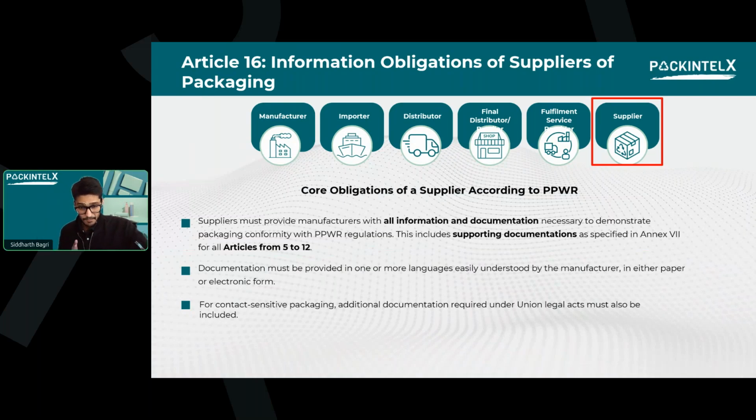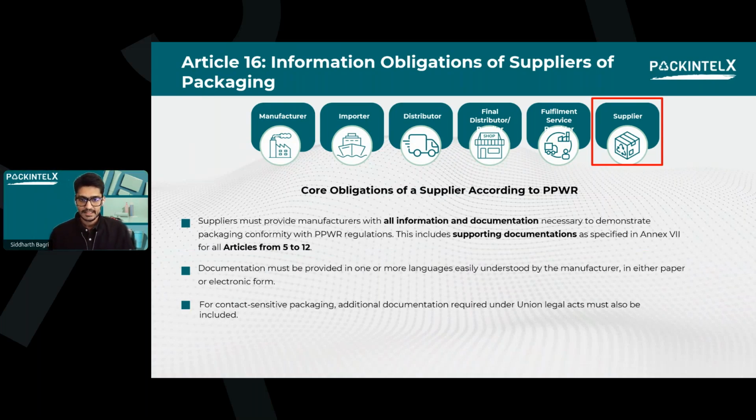the supplier must provide manufacturers with all information and documentation necessary to demonstrate the conformity with the regulation. This includes supporting documentations as specified in Annex 7. So the supplier must provide this information to the manufacturer. Question is not if the supplier will supply or not. Question is how long will it take for the supplier to understand, identify the type of missing data, the type of documents required, and then supply it to you, right? So that's where supplier documentation is a major challenge that we are seeing right now, especially with suppliers who are not well aware of the regulation.